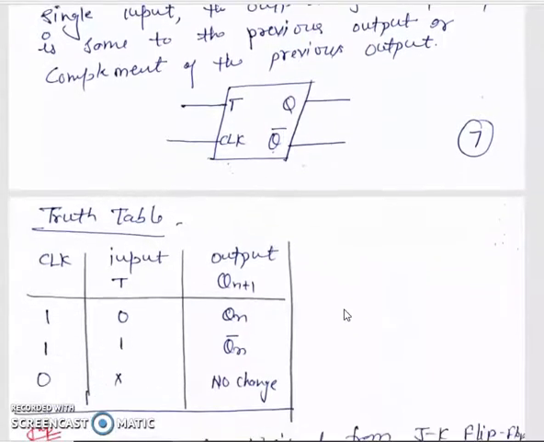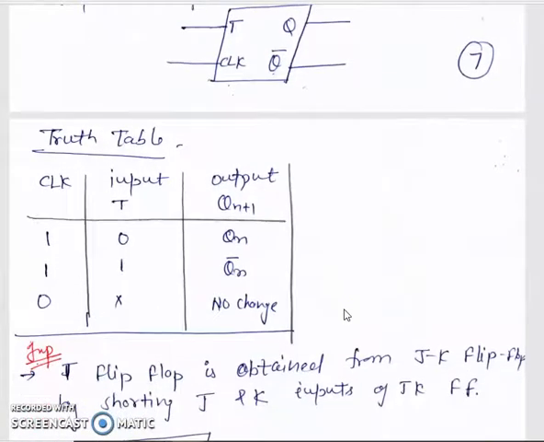Let's start with the truth table. With clock 0 there is no change, that is, the flip-flop is disabled. With clock equal to 1 and the input T, which may be 0 or 1: if it is 0, the output is no change. If it is 1, it means the toggle of the present state, that is, Q bar.